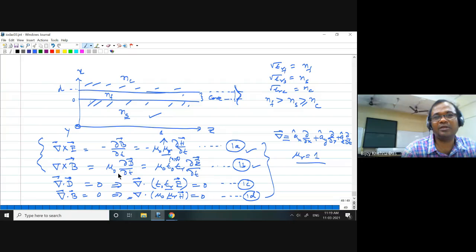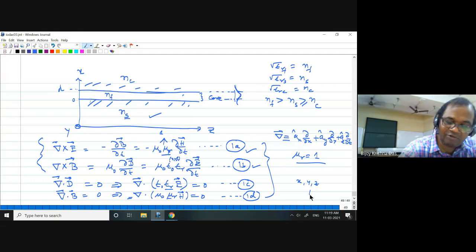One is point form, another is integral form. Some electromagnetics books represent it as an integration, which means it includes just the global effect. But in this case, we consider the point form. Point form means if I consider a particular coordinate x, y, z at a particular instant, then at that point, if I solve equations 1a and 1b, I'll be able to find the value of E and the value of H at that particular point, at that particular instant, right?